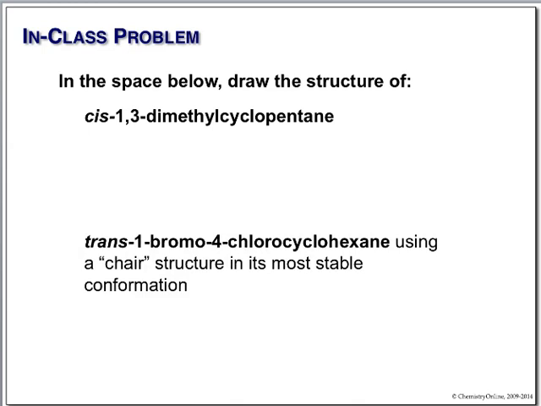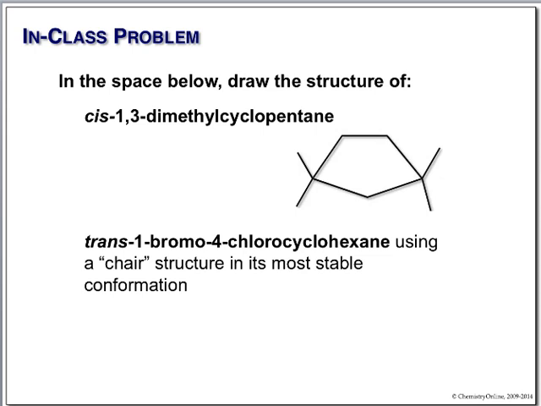Let's do this backwards. Here we have a cyclopentane. We're going to have methyl groups in carbons 1 and 3, and the stereochemistry is cis. Lots of ways you could draw this thing. Let's just start off with a skeleton like that. You could use wedge bonds as well.